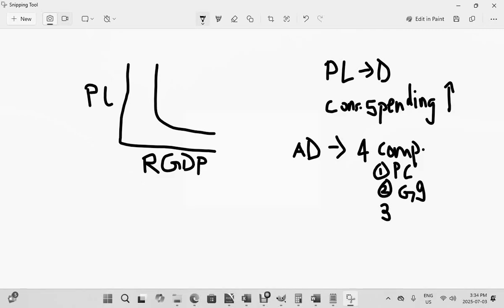The third component of aggregate demand has to do with business investment. So we're talking about capital expenditure, like investment in equipment, machinery, buildings, and so on. If you have a machine in a factory, for example, that's a capital investment. So this is machinery.